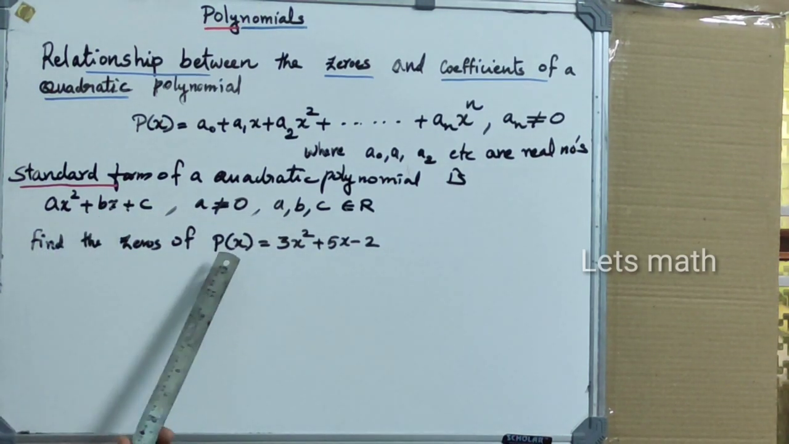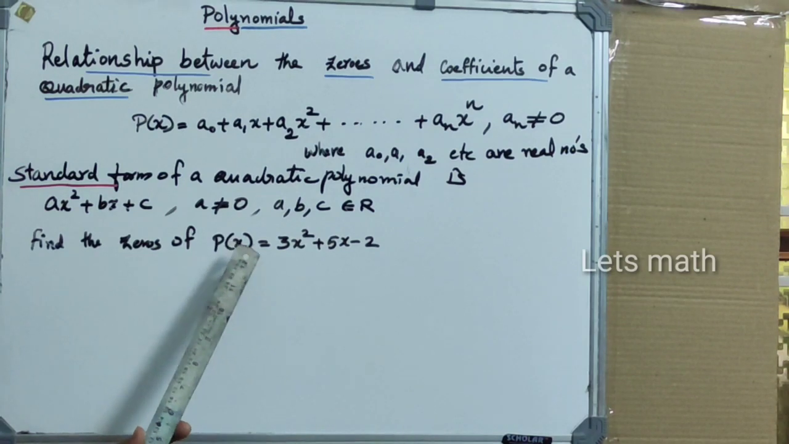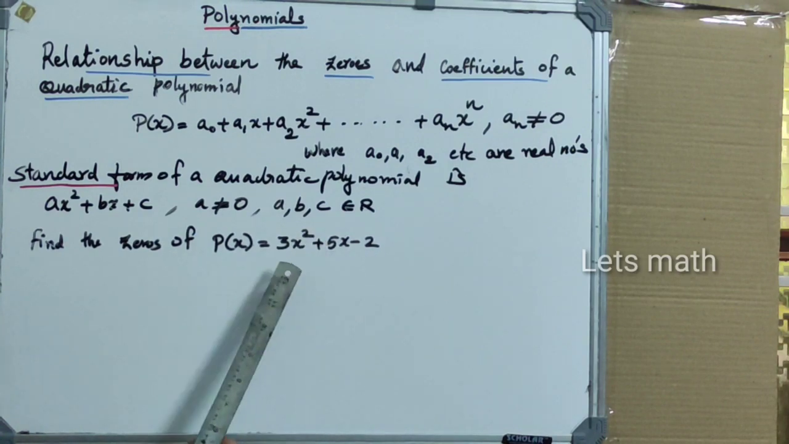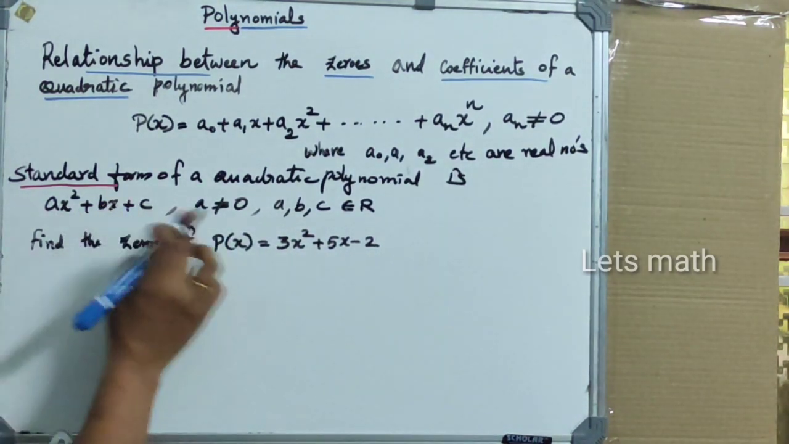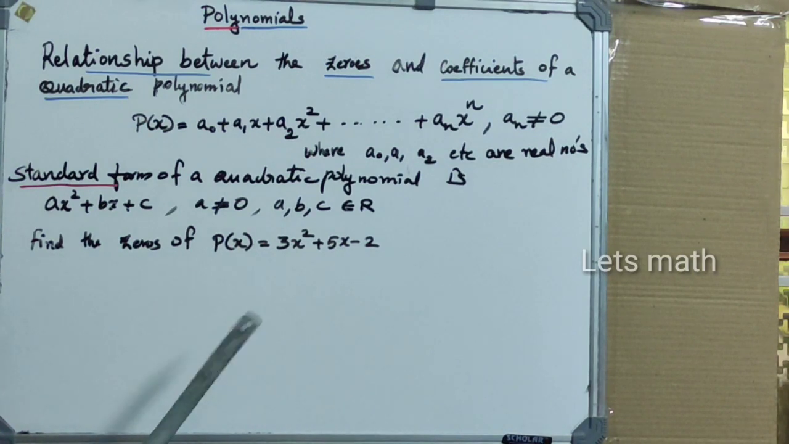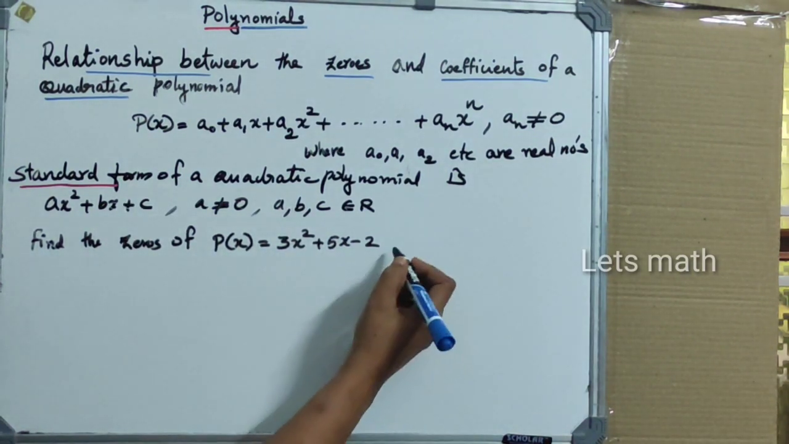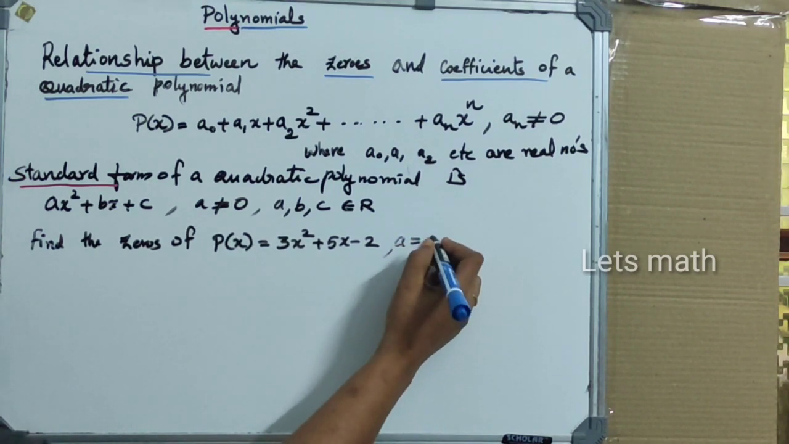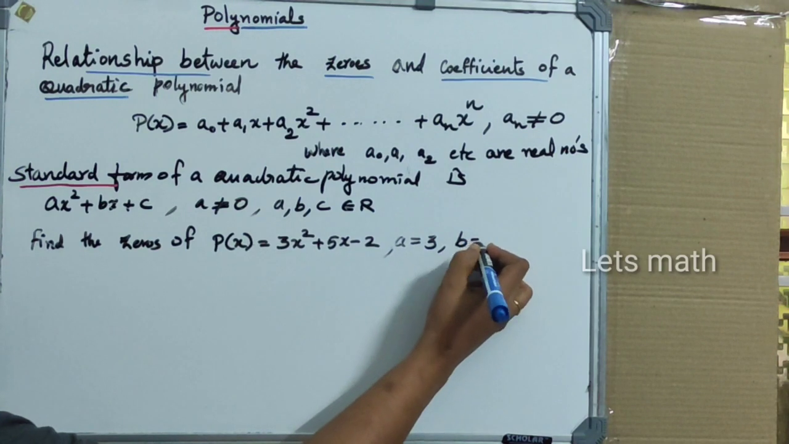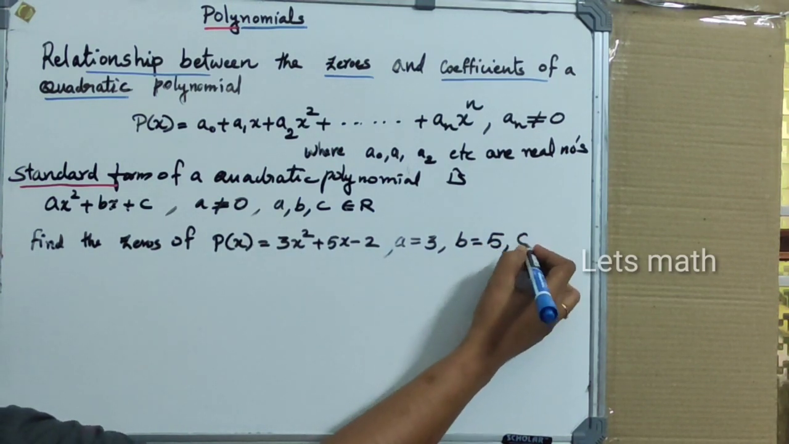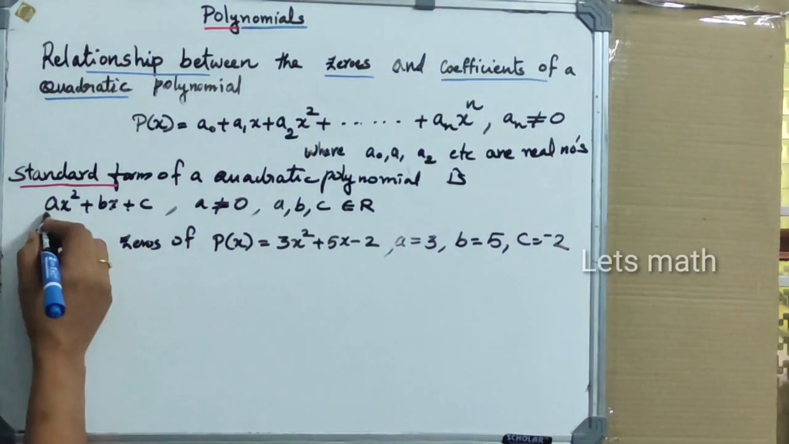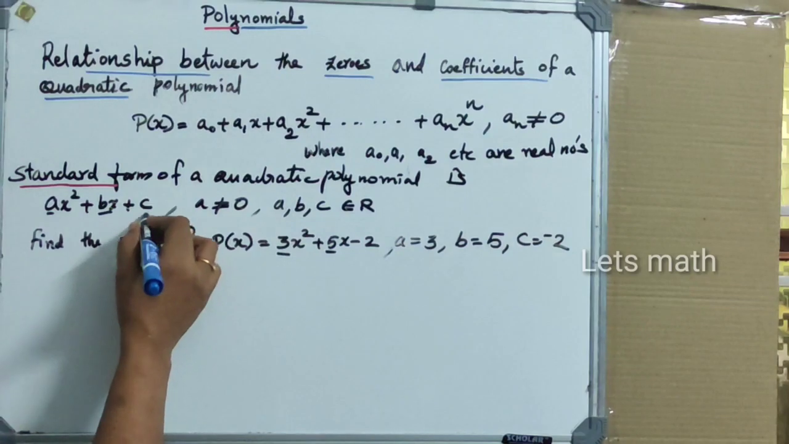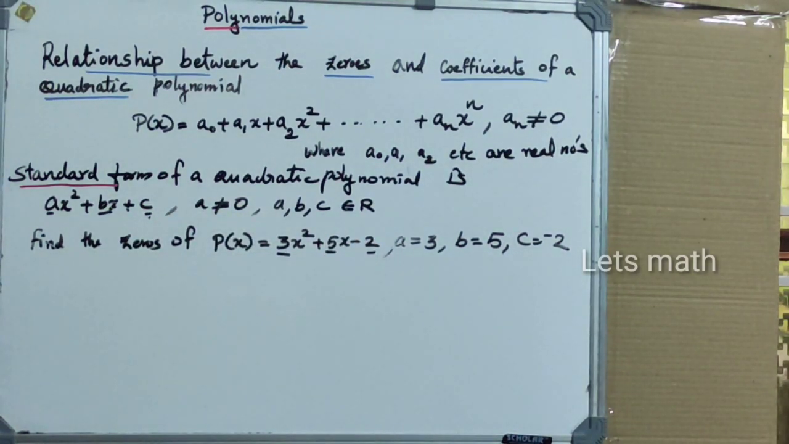Now let us find the zeros of p of x equal to 3x square plus 5x minus 2. Here, what is a? We can compare with the standard form. On comparing with the standard form, we can see that a equal to 3, b equal to 5 and c equal to negative 2. a is the coefficient of x square, b the coefficient of x, and the constant is minus 2.